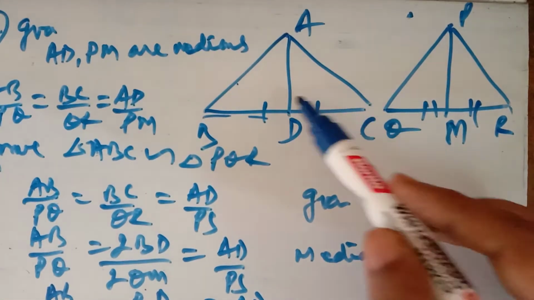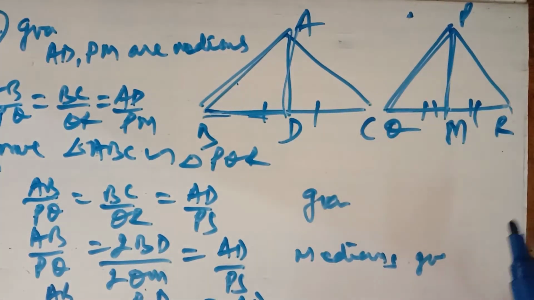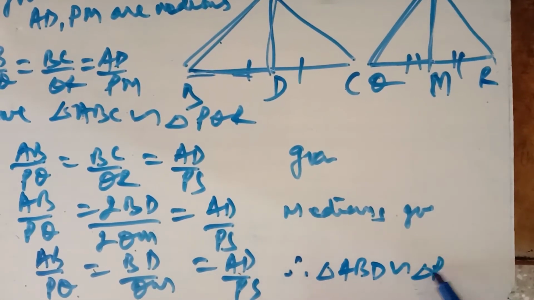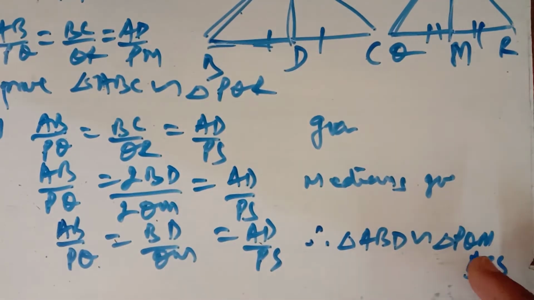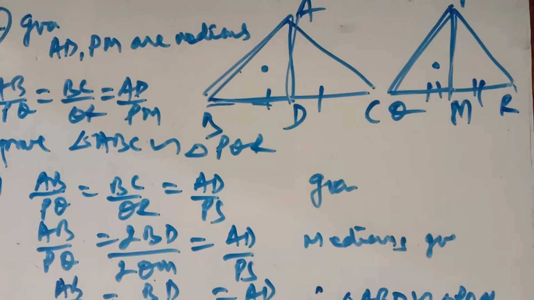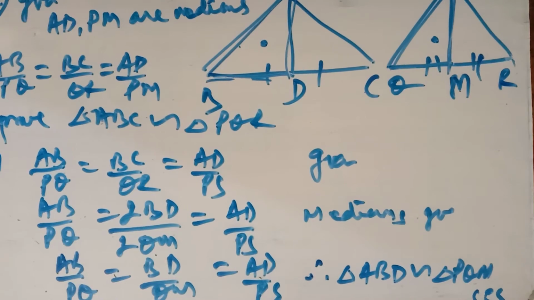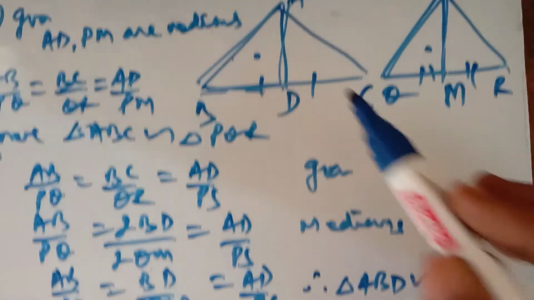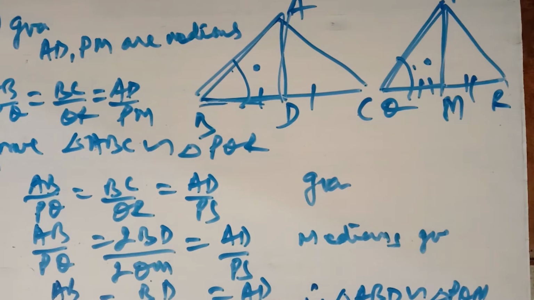Which sides are in the same ratio? AB, PQ, BD, QM, AD, PM. So therefore, which two triangles will be similar? Triangle ABD is similar to triangle PQM by side similarity. These two smaller triangles are similar by side similarity. Now because these two triangles are similar, angle B will be equal to angle Q, as corresponding parts of similar triangles are equal.